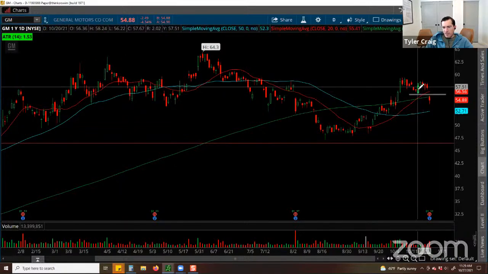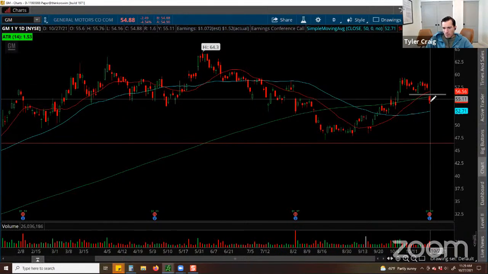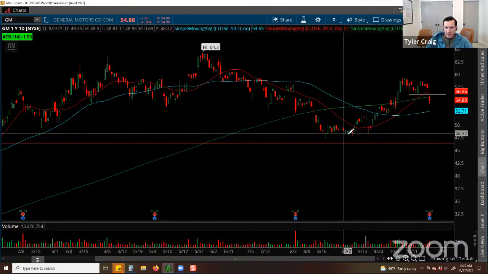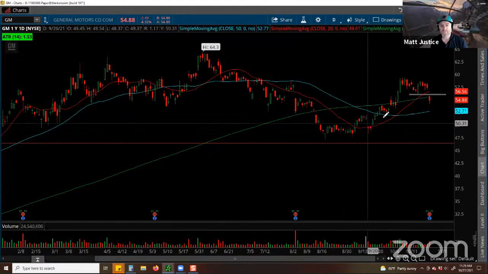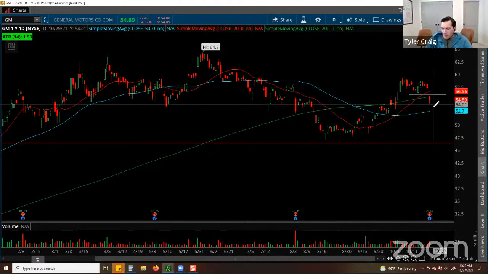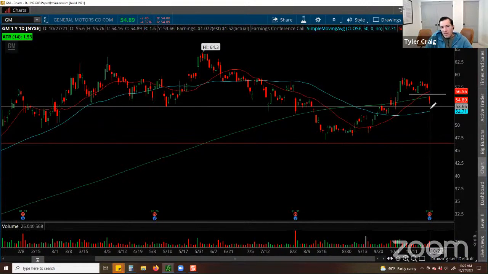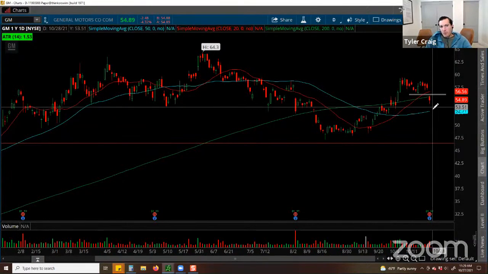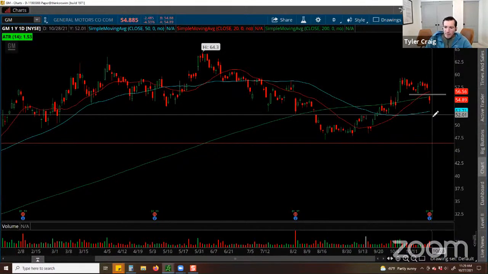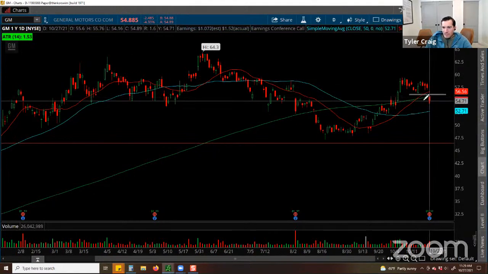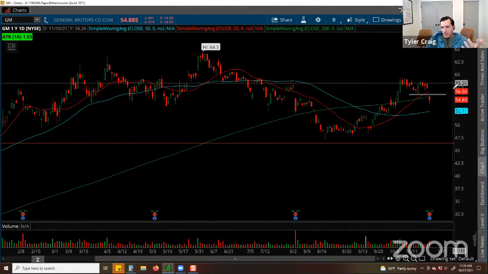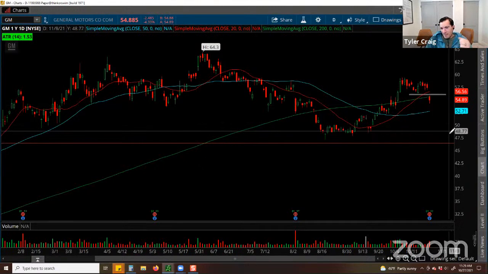This is the first time that GM has broken support since it bottomed the reversal in August. So, change in character, right? It's a change in character. So now you have to say, well, GM, you've got to prove yourself to me now. We're on the outs. You're in a daily downtrend. You've got to get back into an uptrend. That's going to take a bit.